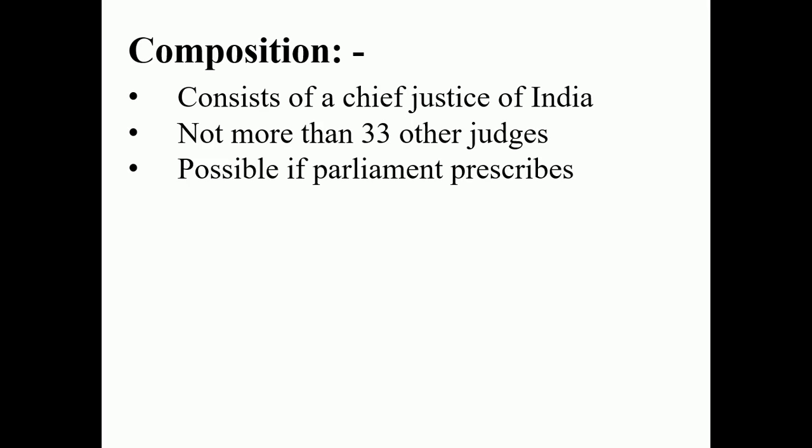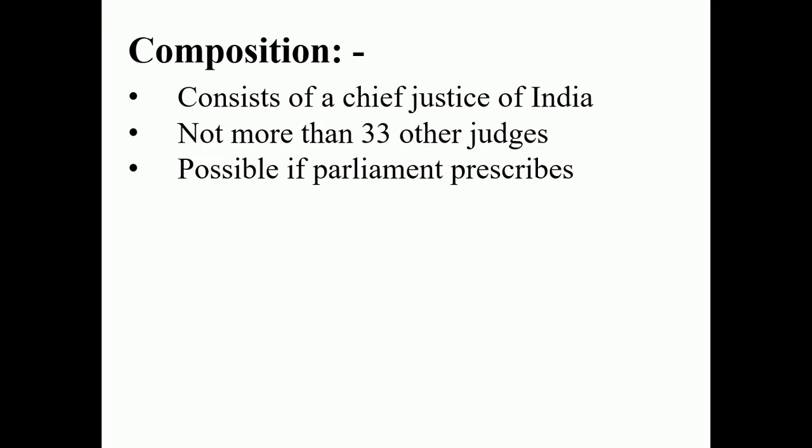It cannot exceed 33, but it doesn't mean that it cannot be increased. It is possible if Parliament prescribes. If the Parliament feels that 33 judges are not enough to deal with the different cases coming to the Supreme Court, then they can issue an order by which the number of judges in the Supreme Court can increase. The best example is the Supreme Court Amendment Act 2019.